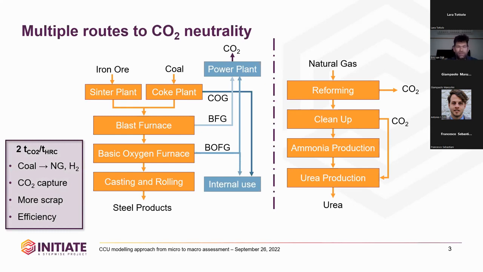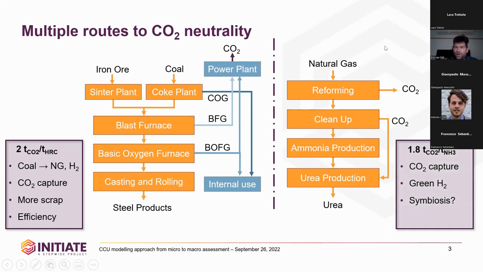And they are actively seeking for reducing their carbon footprint. One of them is change in reductants, so stepping from coal towards natural gas or even hydrogen. Another option would be to implement CO2 capture, and there's a strong tendency of using more scrap, which has a lower carbon footprint. And of course, also the efficiency of steel making is still a topic that is worked on. Then for the urea ammonia industry, it's also very carbon intensive, typically 1.8 tons of CO2 per ton of ammonia.